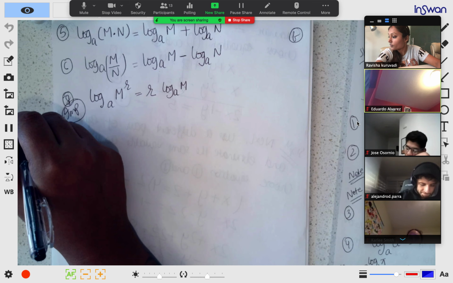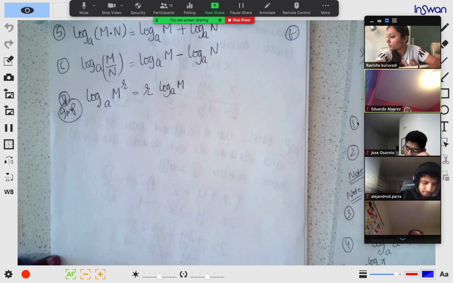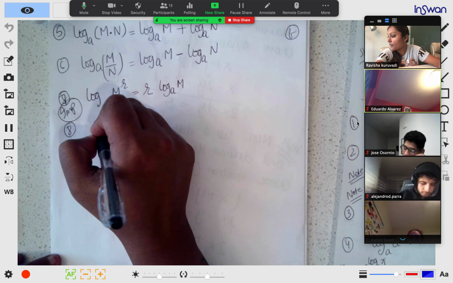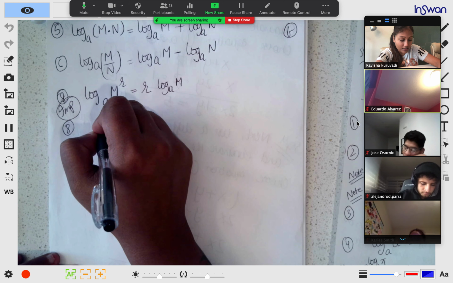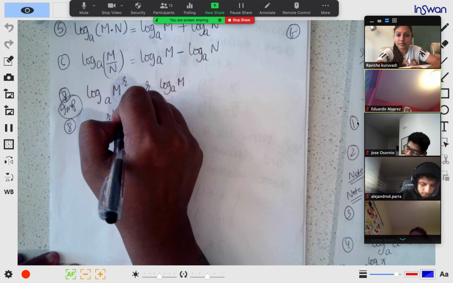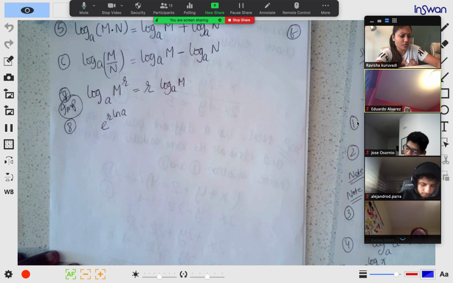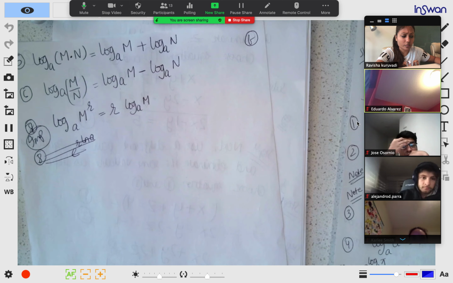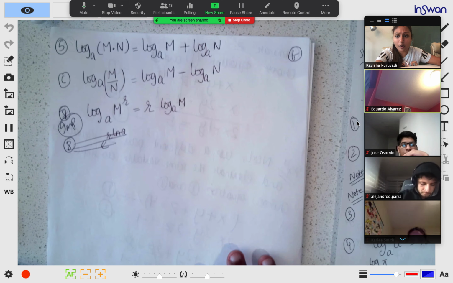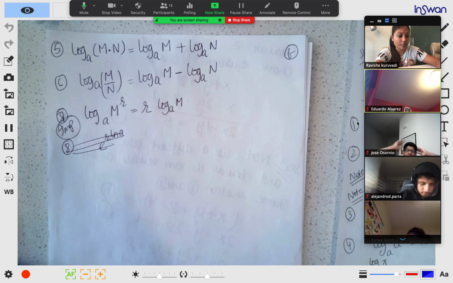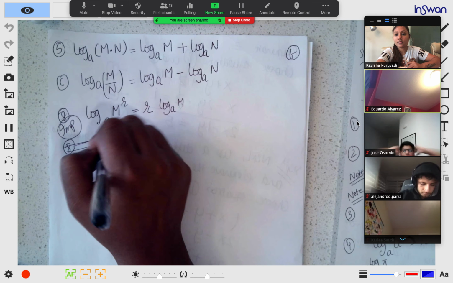And another thing you can write is, if you have something like e to the r ln a, I would suggest don't remember this. You can prove this. You don't have to remember so many properties. These are the main properties you're going to remember. Don't remember this property because you can prove this yourself.